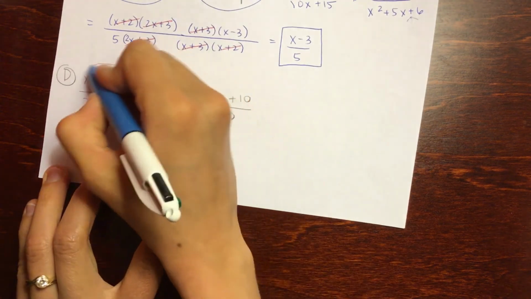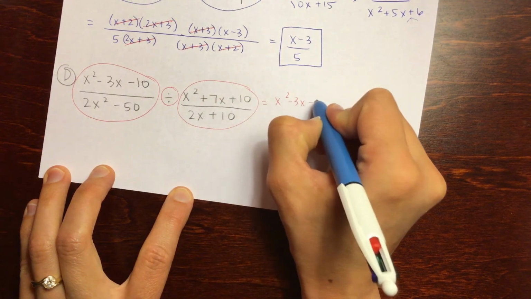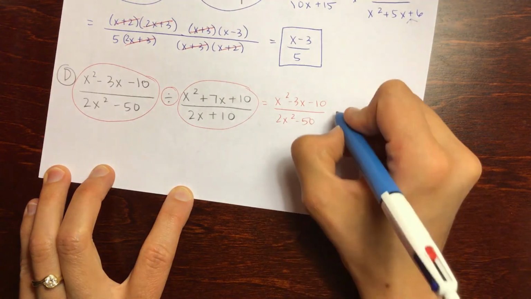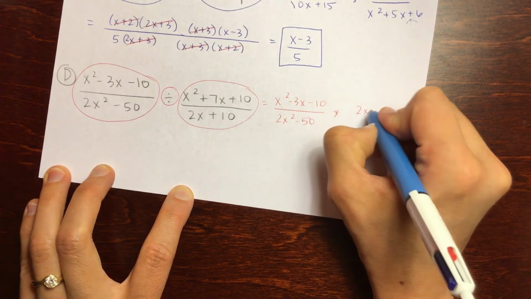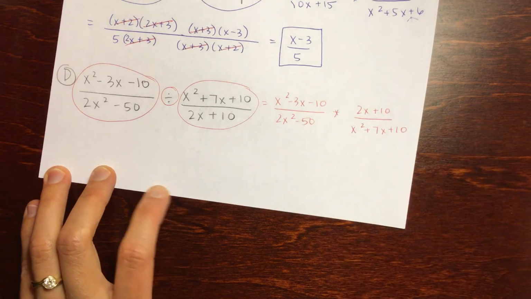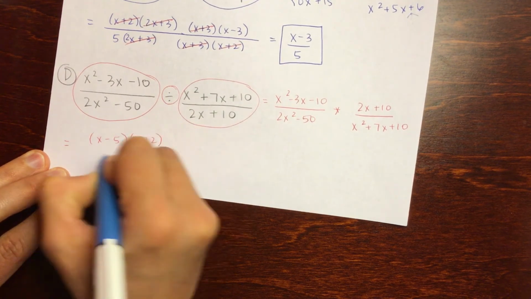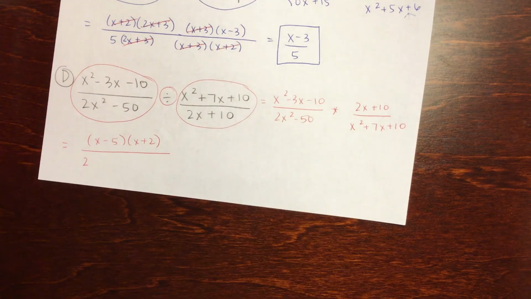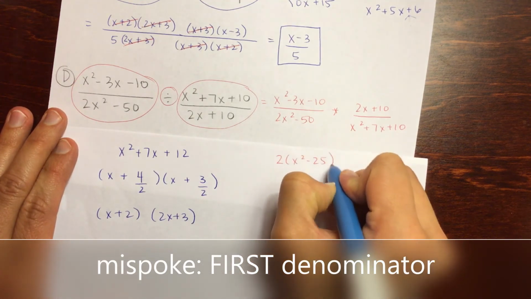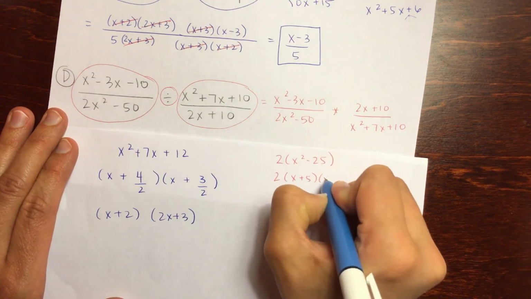Last example, keep, change, flip. Keep the first fraction as is, change division to multiplying, and flip the last fraction. Now treat it like a multiplying problem and factor everything. First numerator. Second denominator, I can divide out a 2 and then do a difference of squares.